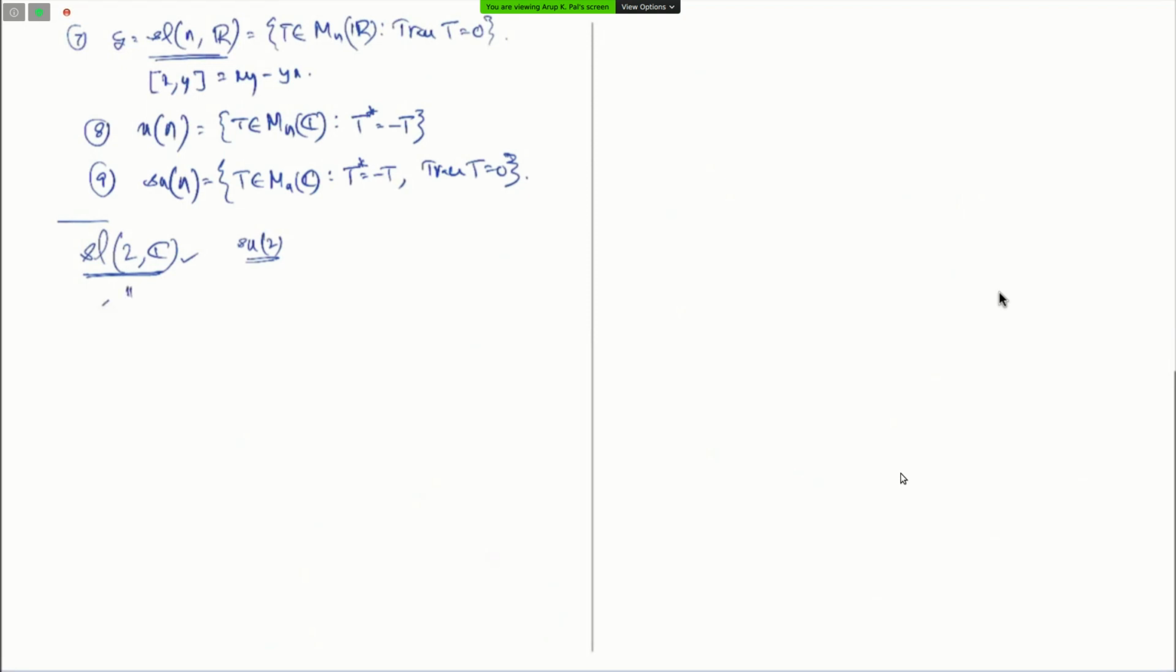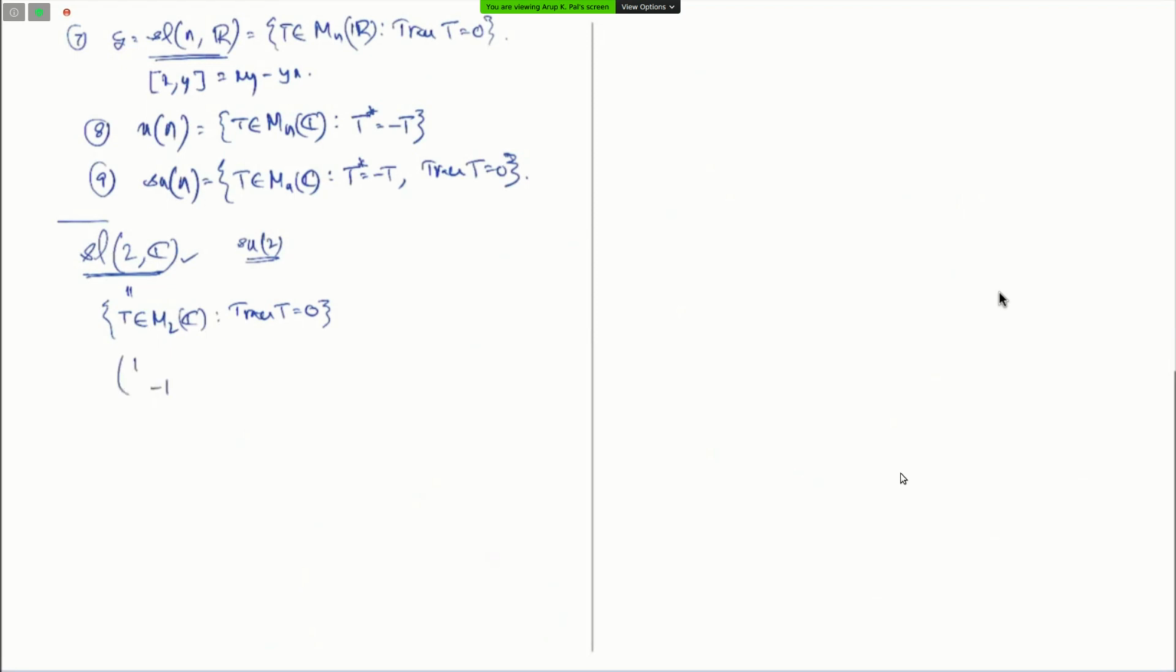So again, what is this? This is the set of all 2 cross 2 matrices such that the trace is 0. Okay. So what is the vector space dimension of this? Dimension: 4 minus 1, 3. So it's easy to produce a basis, right?